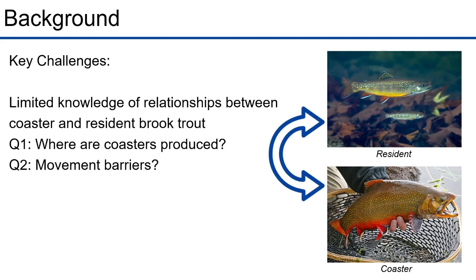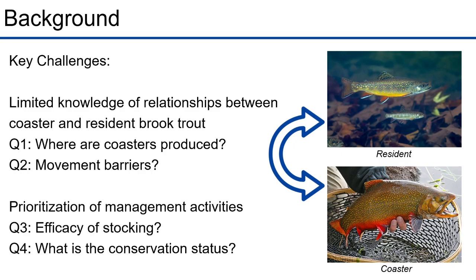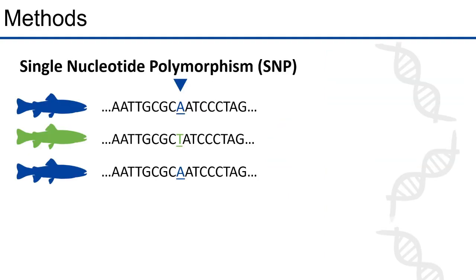One is assessing our current knowledge of the relationships between coaster and resident brook trout. So, for example, can we think about where coasters are being produced, and also how the presence of these large barriers to movement influence these relationships. And additionally, we're interested in understanding how we can best prioritize management activities to conserve these populations for generations to come. For example, thinking about the efficacy of stocking, as well as the genetic health of the populations that we find along the shoreline.